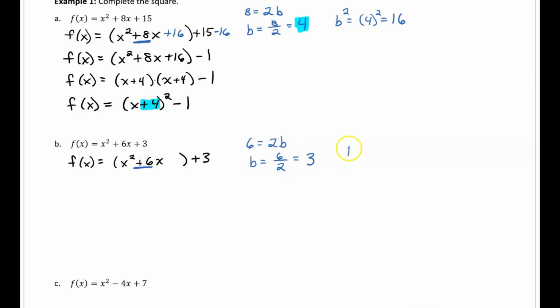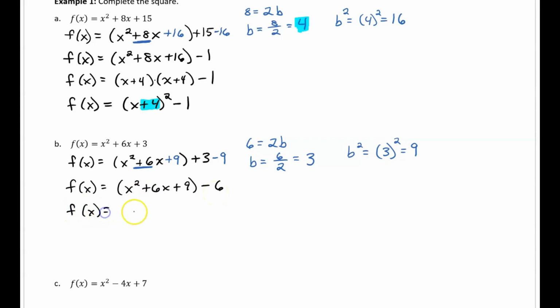So 3 looks to be what I'm going to end up using, but I need to square that to complete my trinomial here. So 3 squared is 9. So I'm going to add 9 on the inside, but that changes the function. So to compensate for that, I subtract the 9 on the outside. Then if I go with my factoring, if I have x squared plus 6x plus 9 minus 6, this subtracts to 6 there. And then I do the factoring of that trinomial I built.